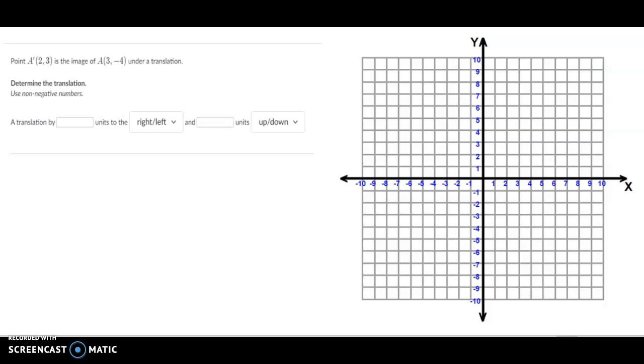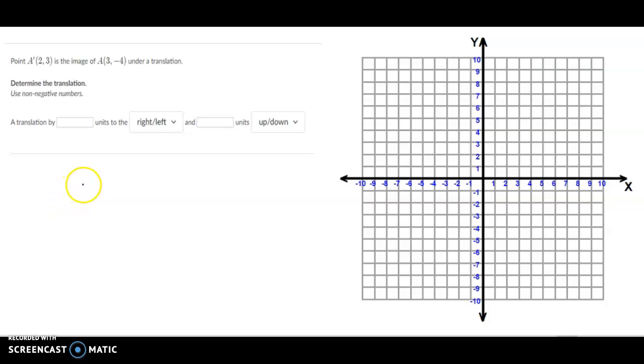Some students ask for help with the Khan Academy track determining translations. So I thought I'd go through a couple problems and I hope it helps. One of the things to take a look at before we even begin is understanding what is the original figure and what does it mean to create an image.